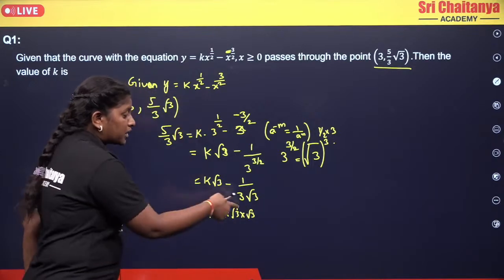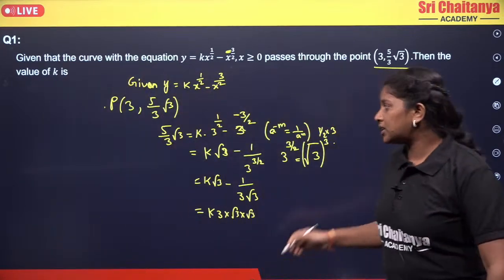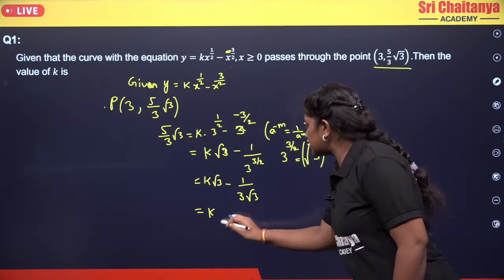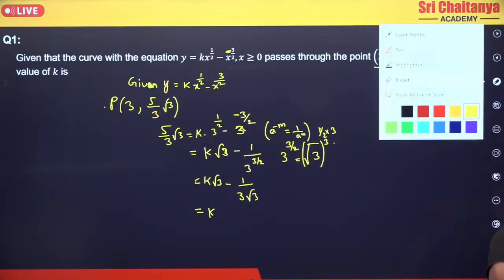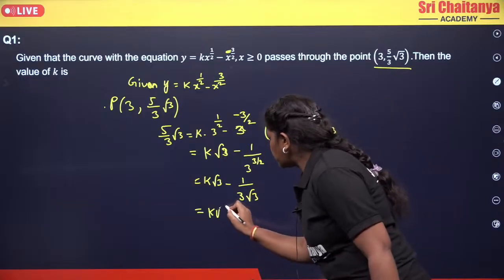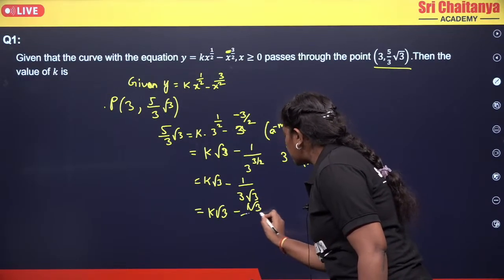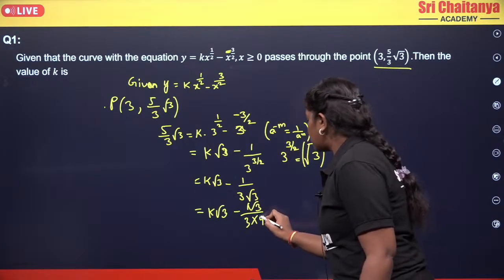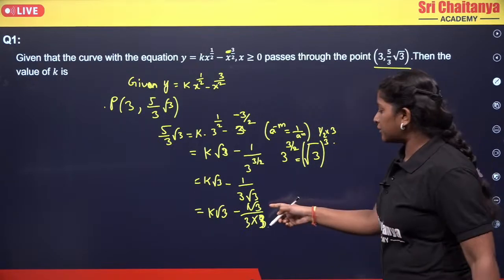Otherwise you can just rationalize here in order to eliminate your root value. So after rationalizing, what we will get? If you rationalize it, we will get k root 3 minus, you are going to multiply with root 3 by 3 into root 3 into root 3, so it will become 9. Okay, fine, so you can write here 3 only. Why? Because you are multiplying and dividing with root 3.